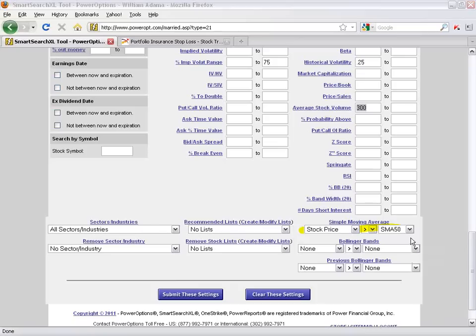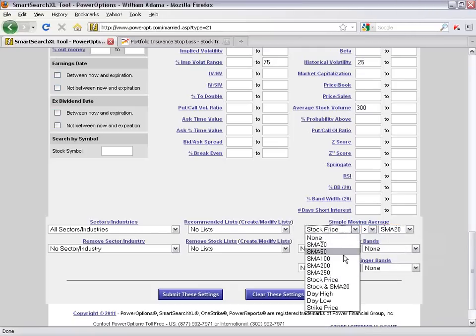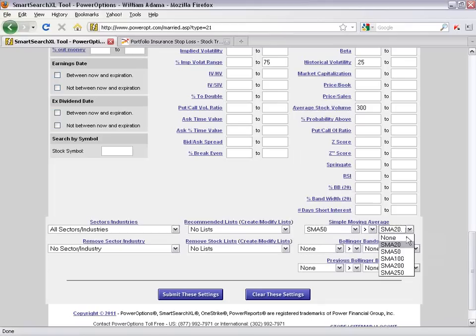I can look for a tighter range and see only those stocks that are trading above their 20-day moving average, or I can combine moving averages. If I only wanted to identify stocks where the 50-day moving average is greater than the 100-day moving average, I could select that as well. Okay? So to start off with, though, I feel comfortable using the stock price to be greater than the SMA 50.